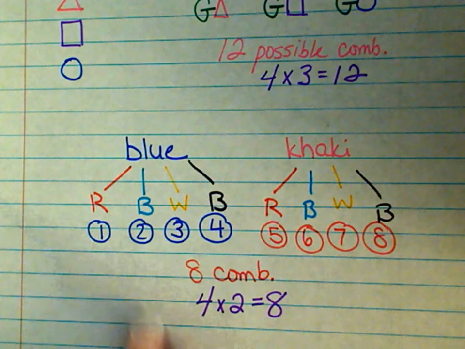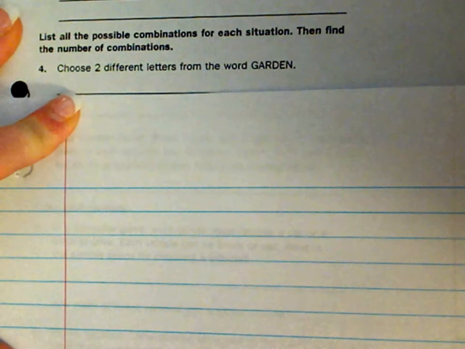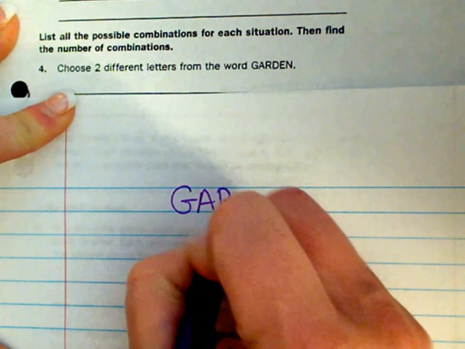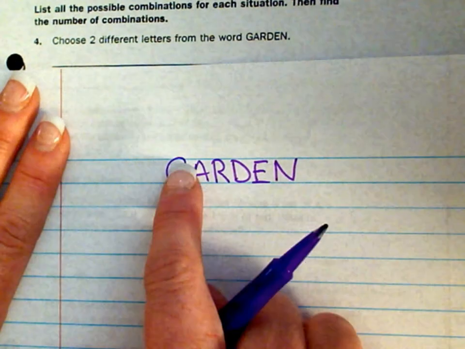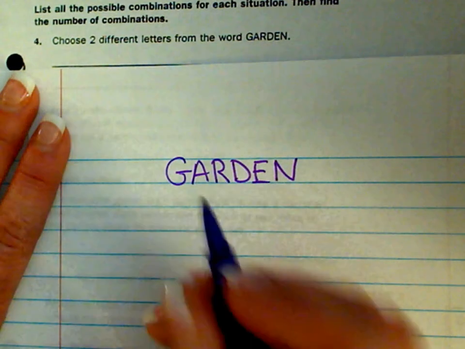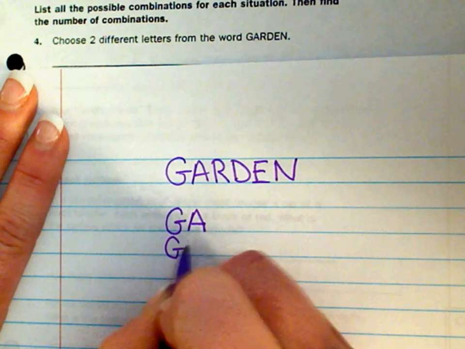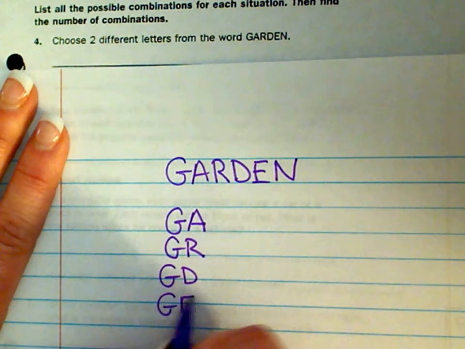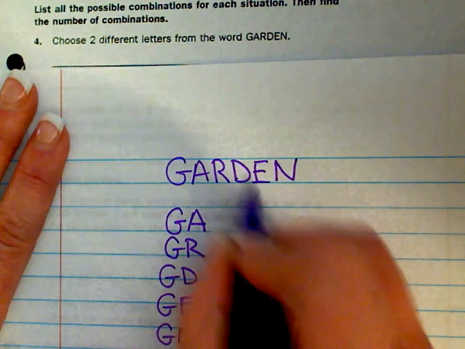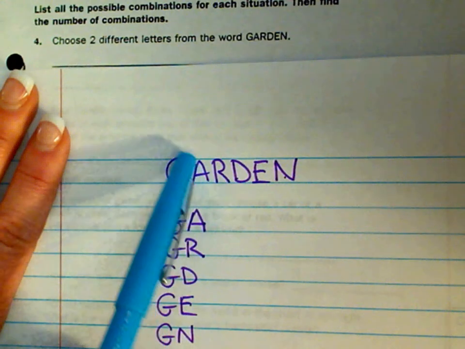No. If we look at one like this, the instructions say choose 2 different letters from the word garden. Okay, so let's write out the word garden. If I can choose 2 letters, I'm going to start from the left and go to the right and organize. I know I can combine GA. I know I can combine GR, GD, GE, and GN.